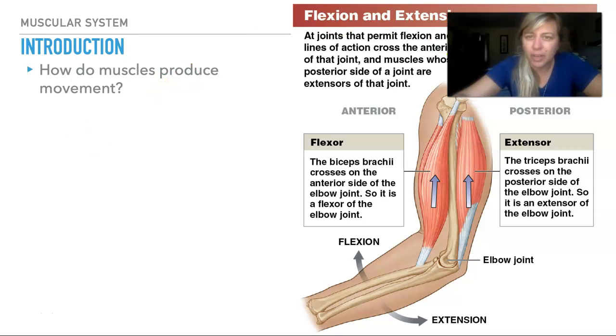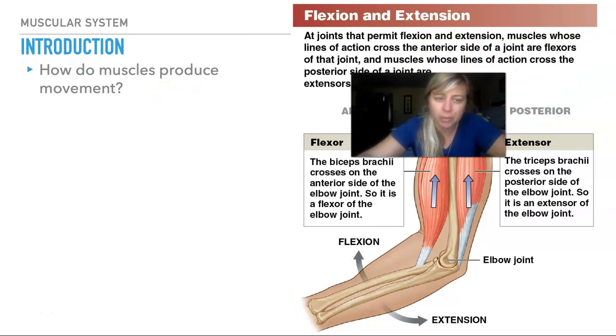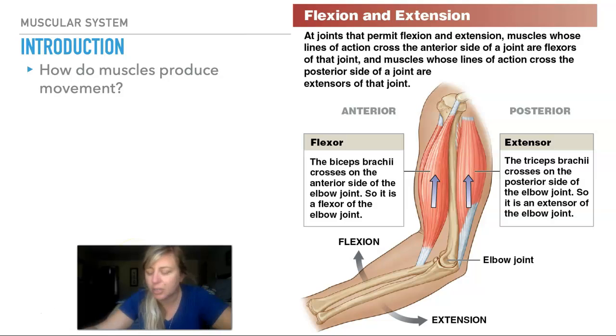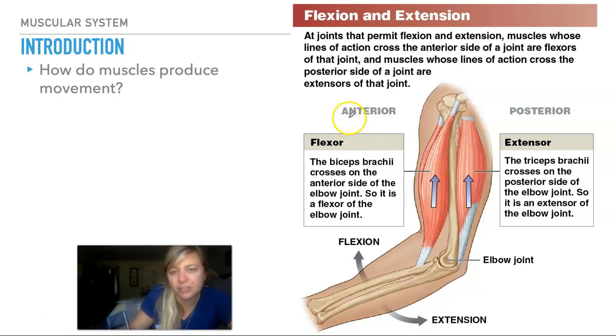A couple of rules about muscles and movements that are helpful as you're learning muscles and learning what movements they produce. This first one is about flexion and extension. At a joint where you have flexion and extension, the muscles that cross on the anterior side are going to be the flexors. If you are crossing on the posterior side, then you're going to be the extensors.